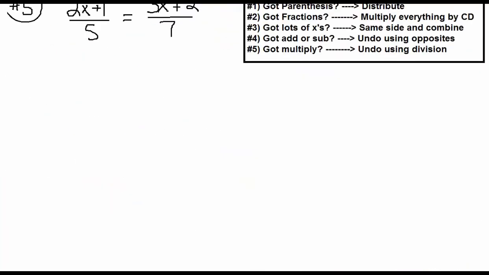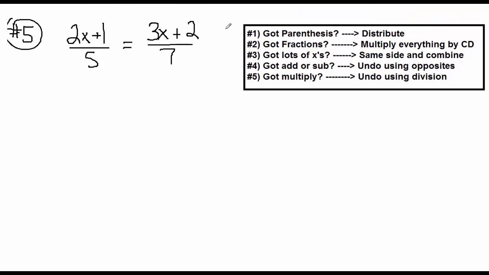Here we go. I'm going down the 5 gots. Do we got parentheses? No. Do we got fractions? Yes. Ooh, I've got a 5 and a 7 in the denominator. I got to multiply both sides, all sides, multiply everything by 35. Okay. I'm going to multiply this by 35. I'm going to use a parenthesis here just so I remember. And this by 35. Now, you could actually cross-cancel before you actually do this.